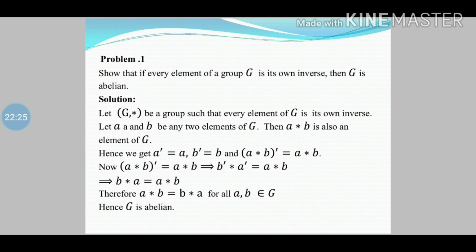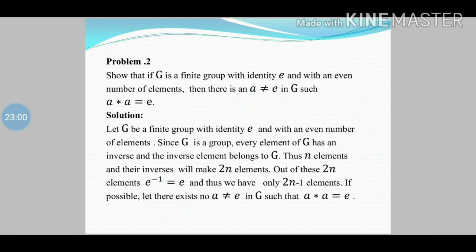Now (a * b) inverse = a * b, which implies, by the reversal law, b inverse * a inverse = a * b. What is b inverse? b inverse = b and a inverse = a. Therefore, b * a = a * b for all a, b belongs to G. Therefore, G is abelian.